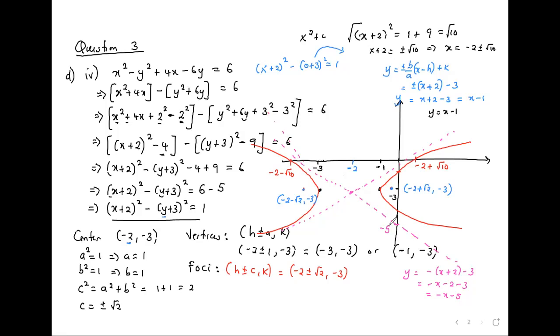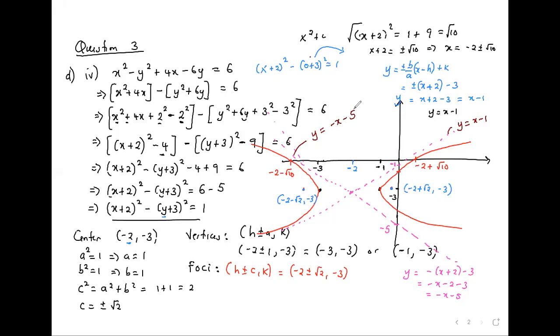So if you answer for the y, this should be -1 when x is 0. So you can know all the intercepts because the equations that you have are just normal equations. So this equation is y is equal to x minus 1, and for this line here, it's y is equal to -x minus 5. That's how detailed this question can be.